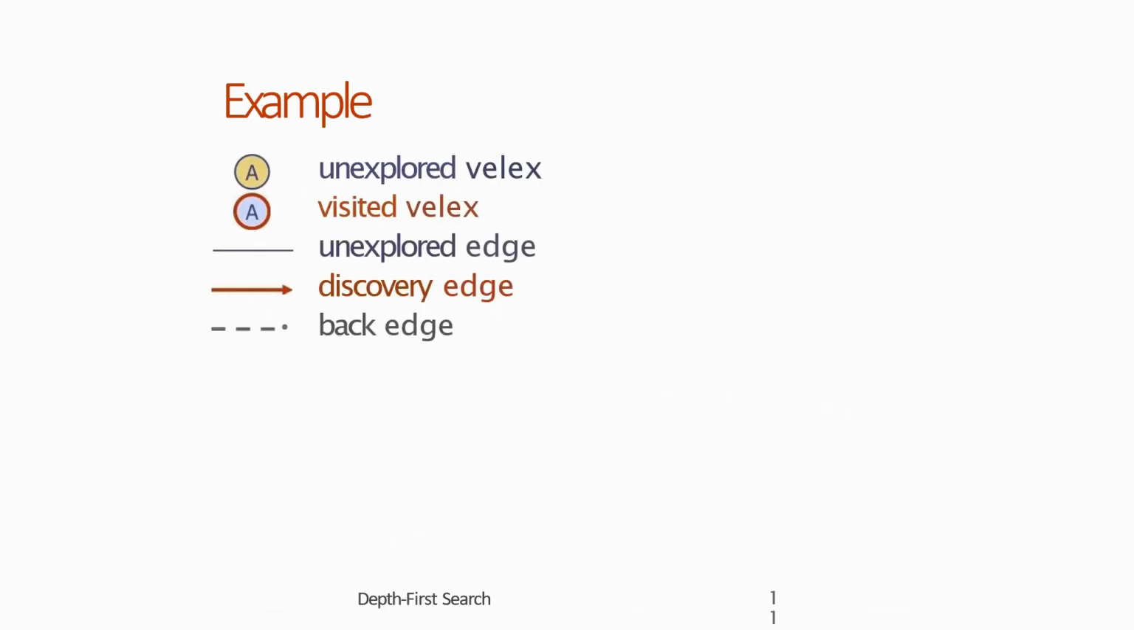So for the example, we have nodes and lines here. We can see here that A is an unexplored vertex. First we visit the unexplored vertex. When we visit A, it forms a visited mark, a visited vertex, and we have unexplored edges. If we don't explore the edge, it will be plain. If we travel along the edge, it is a discovery edge. We have already traveled to another node by using the edge.